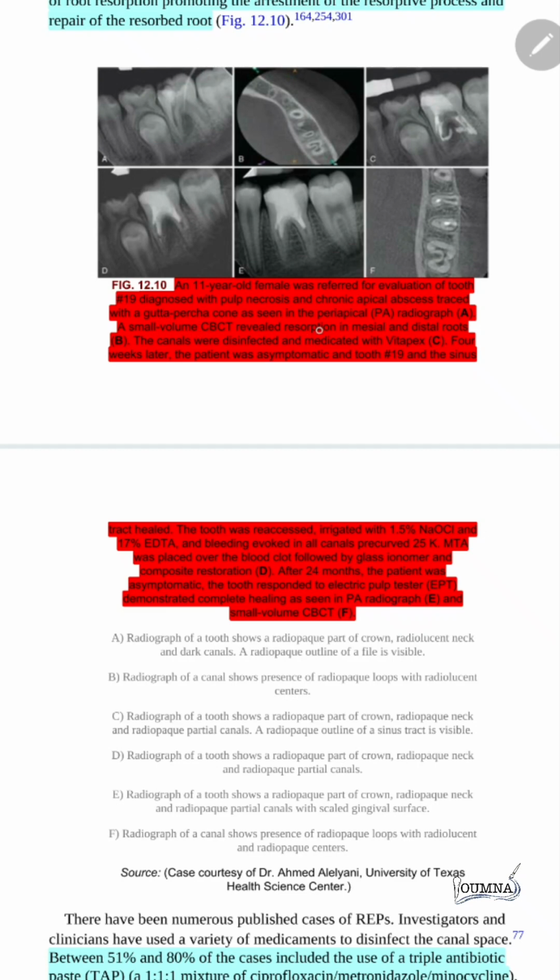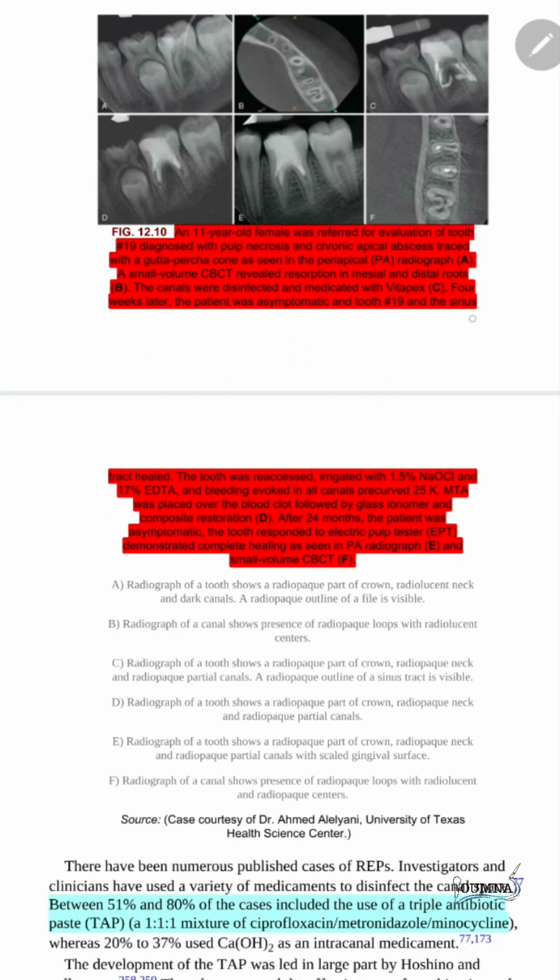a sinus tract, and we found that there was a resorption in the mesial and the distal roots. So the canals were disinfected and medicated with Vita Apex, which is calcium hydroxide. After 4 weeks, the patient was asymptomatic and the sinus tract was healed.